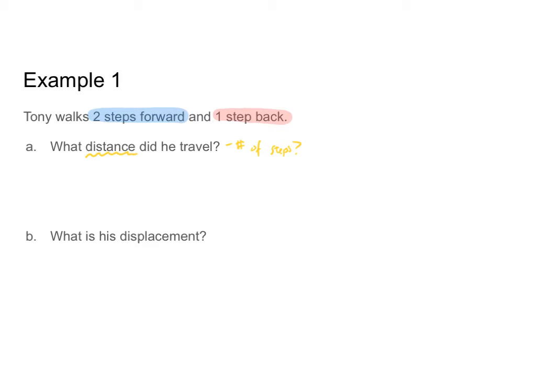So distance is a scalar, so we're not going to worry about direction. So we're going to say distance is equal to 2 steps forward plus 1 step back. So 2 plus 1, or 3 steps. His displacement, on the other hand, is a vector. So Tony walked 2 steps forward. So I'm going to say 2 steps to the right is going to be 2 steps forward. And then he walked 1 step backwards. So if I say forwards is positive, backwards is negative, I can draw my resultant vector here. And what I'll say is he walked 1 step forward.